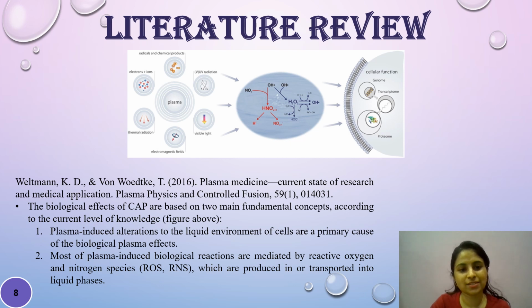into liquid phases. Based on the figure, it can be said that plasma is a sort of a combination of, first, radicals and chemical products, UV radiation, visible light, electromagnetic fields, thermal radiation, and also electrons and ions that can modify the function of the cells.